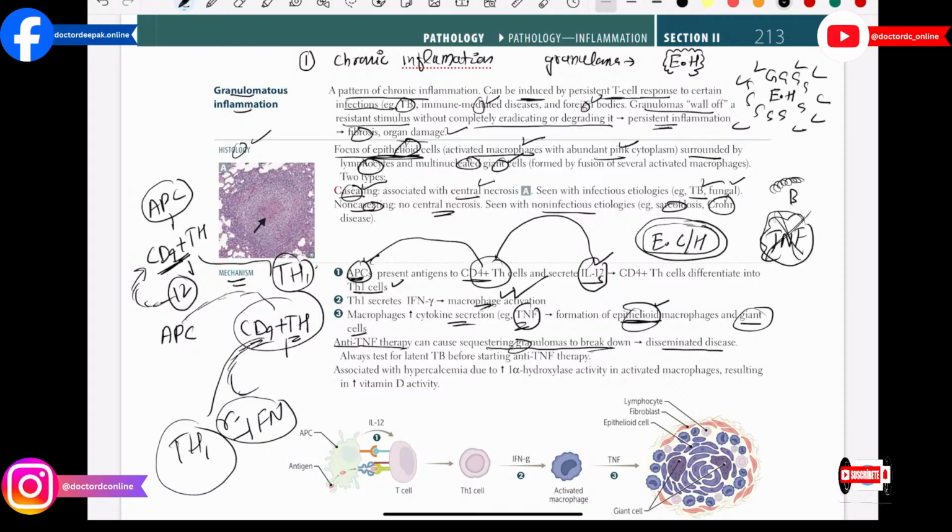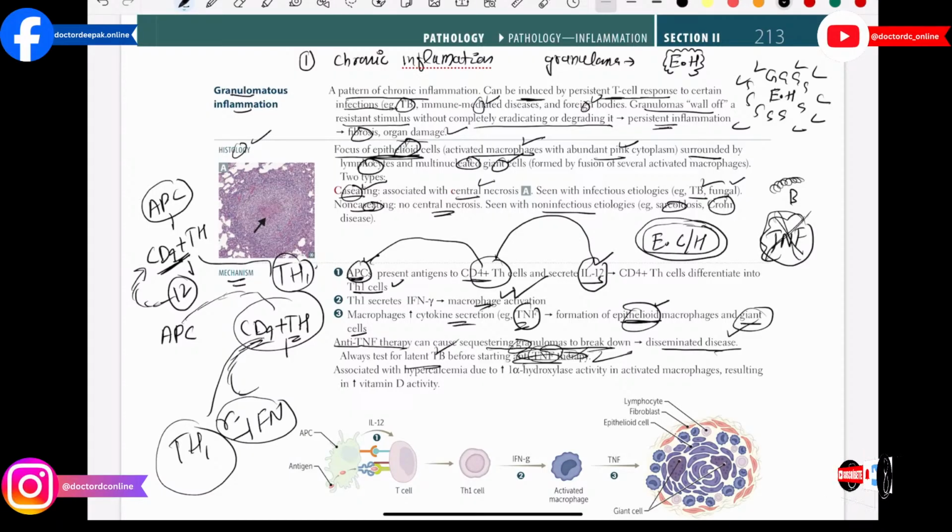Then if the granuloma is not going to form, the bacteria has a good chance to proliferate. The bacteria will cause disseminated disease. So that's why they always mention one thing: whenever you are going to start an anti-tumor necrotic factor drug, you have to first check the patient for latent TB, because in latent TB, the granuloma is preventing the bacteria from spreading. So if you give the anti-tumor necrotic factor drug, the latent TB will convert into active TB.